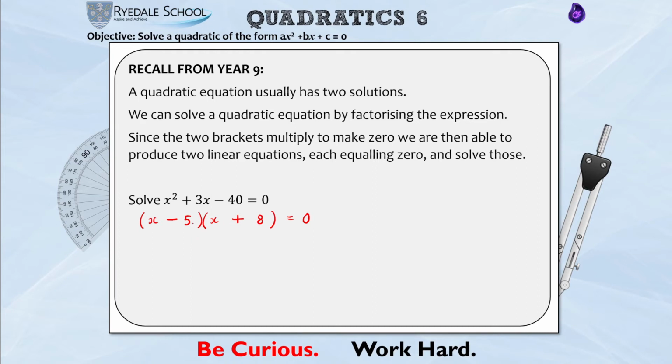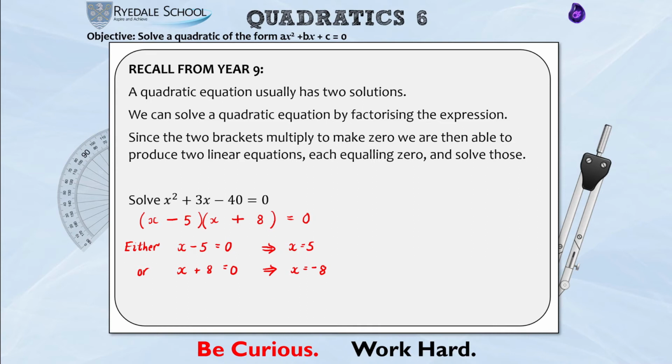Then, if these two things multiply to make 0, one of them has to be 0. This is where my class wouldn't have liked the fact that I made them write a little bit, but I'm not exactly asking you to write lots. So either this equals 0 or the other bracket equals 0. And then remember, this went on to give us two answers. If x take away 5 is 0, x has to be 5. And if x plus 8 is 0, x has to be negative 8.